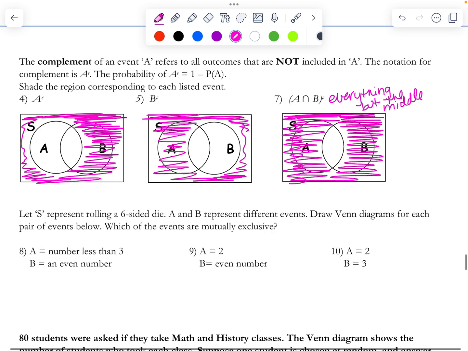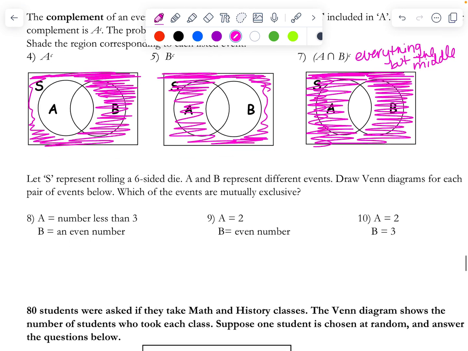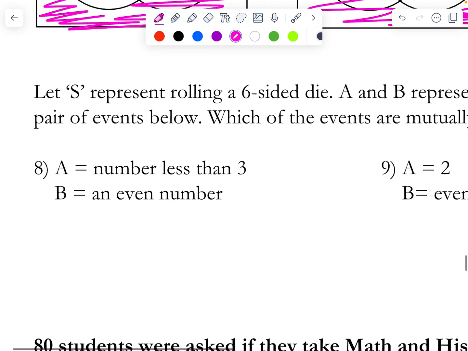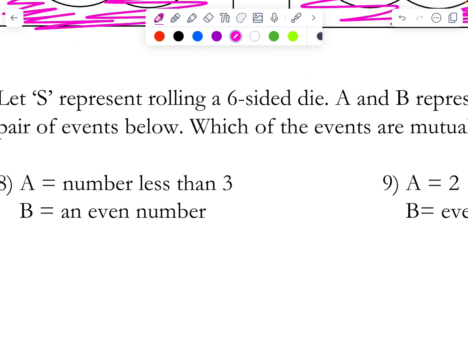All right, now let's look at this. It says let S represent a six-sided die. So remember, we have 1, 2, 3, 4, 5, 6. A and B represent different events. It says draw the diagram for each pair of events below. Which of the events are mutually exclusive? Circle A represents a number less than 3, so that's 1 and 2. Circle B represents an even number, so 2, 4, and 6.